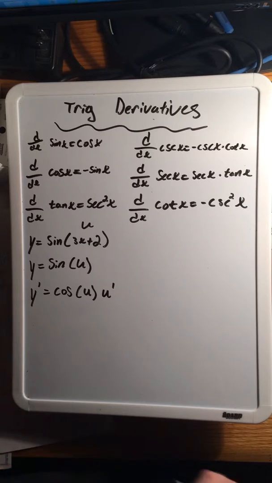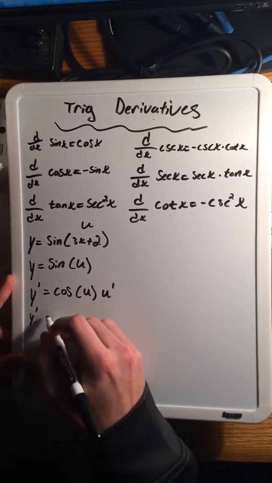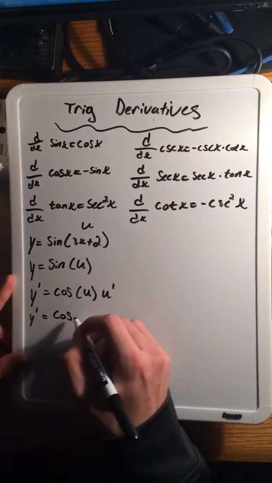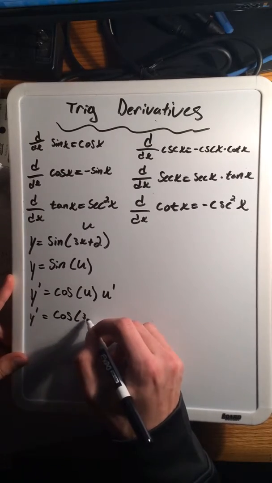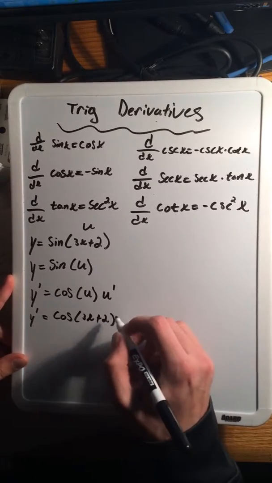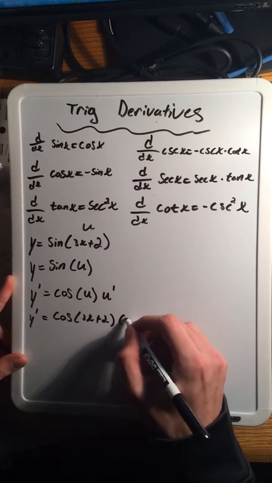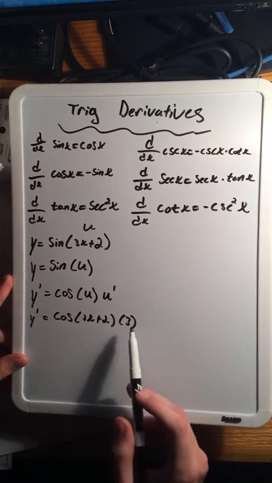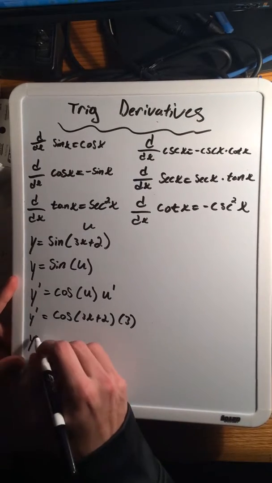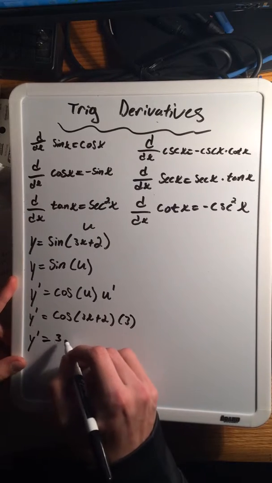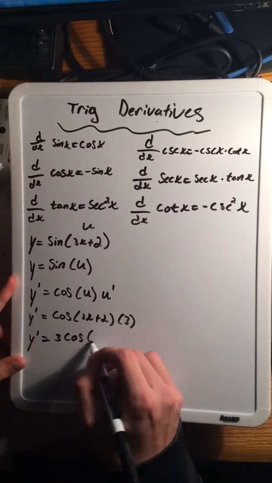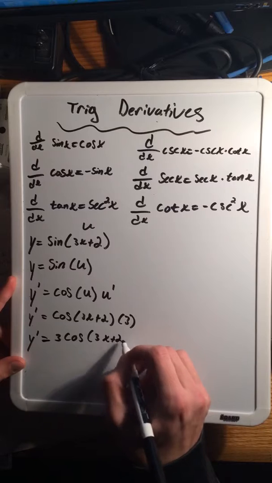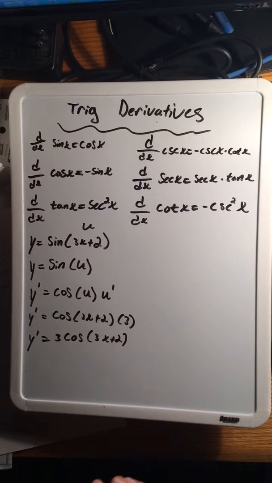So now you just fill in the blanks. y prime equals cosine of 3x plus 2 times the derivative of the inside, which is 3. Now just to make it neat, I'm going to move the 3 in front of the cosine. y prime equals 3 cosine of 3x plus 2. So that's the example for sine.